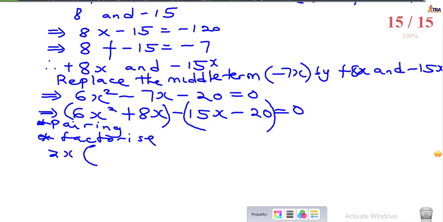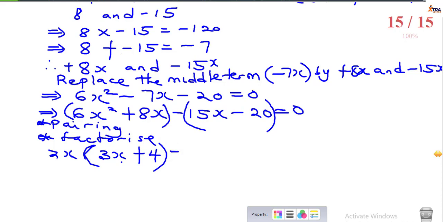So I have 2 in 6, that is 3. Then I still have one more x available there. So this times this will give you 6, and this times this will give you what? x squared. So I've been able to factorize that expression. Then I go to the next one, plus. Then here I have 2 in 8, which is 4. Then I close the brackets. So I've been able to factorize this expression in the first bracket.